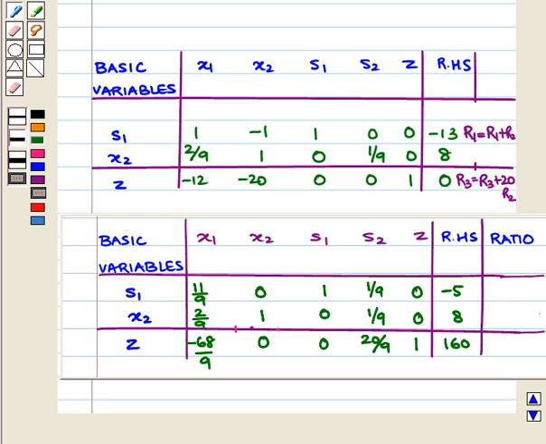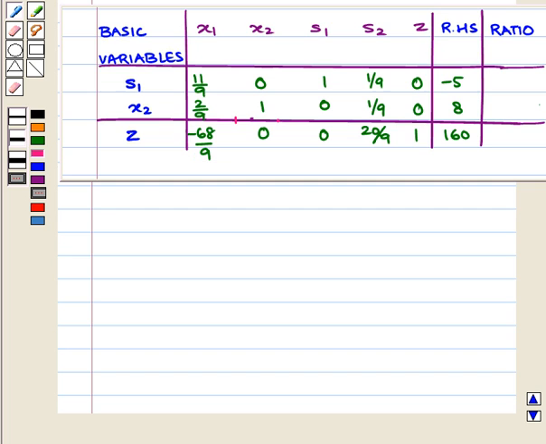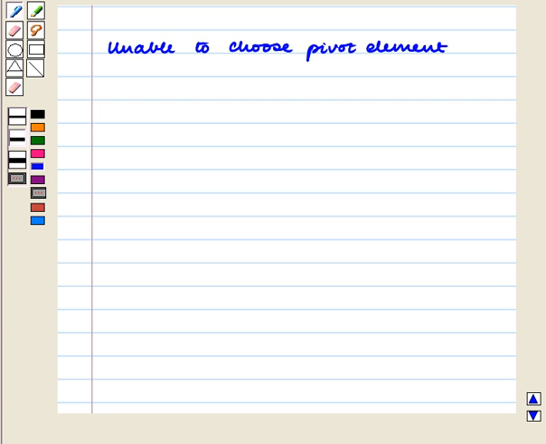Now we again check for the negative values in the rightmost column. See here, we again have a negative entry in the rightmost column. So again we follow step 3. We move in the row corresponding to -5. Here we are not having any negative value. So we are unable to choose the pivot element. So we cannot proceed further and are unable to find a feasible solution.